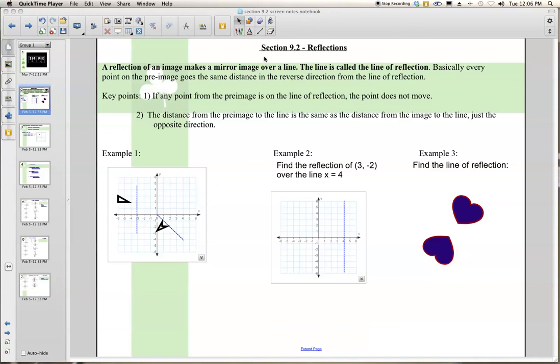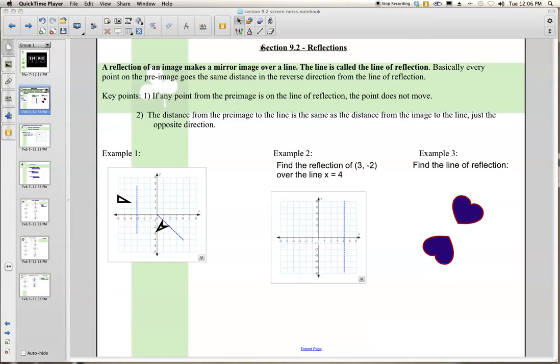This section is 9.2 in the book. It is entitled Reflections. Reflections are a transformation, just like translations were in the last lesson. A reflection of an image simply makes a mirror image of the original over a line. That line is called the line of reflection. The line that you flip the object over is called the line of reflection.